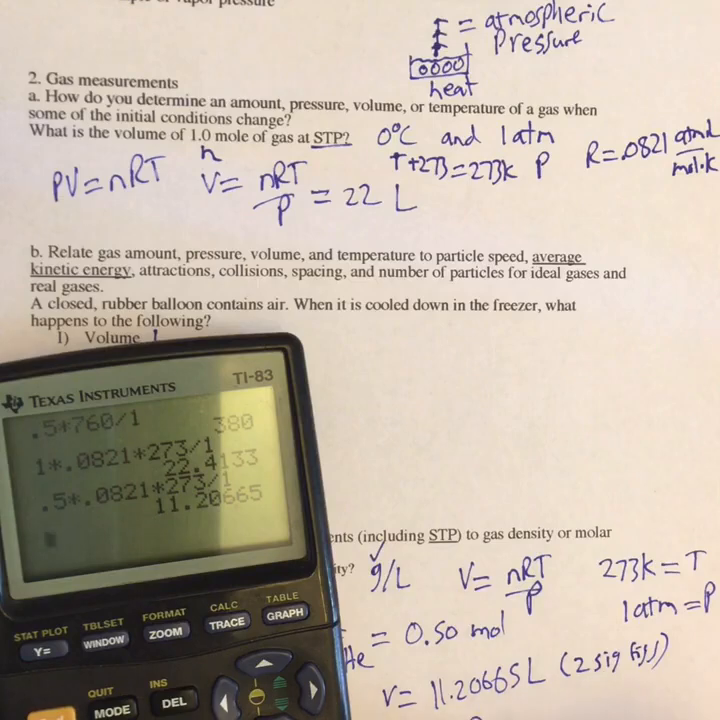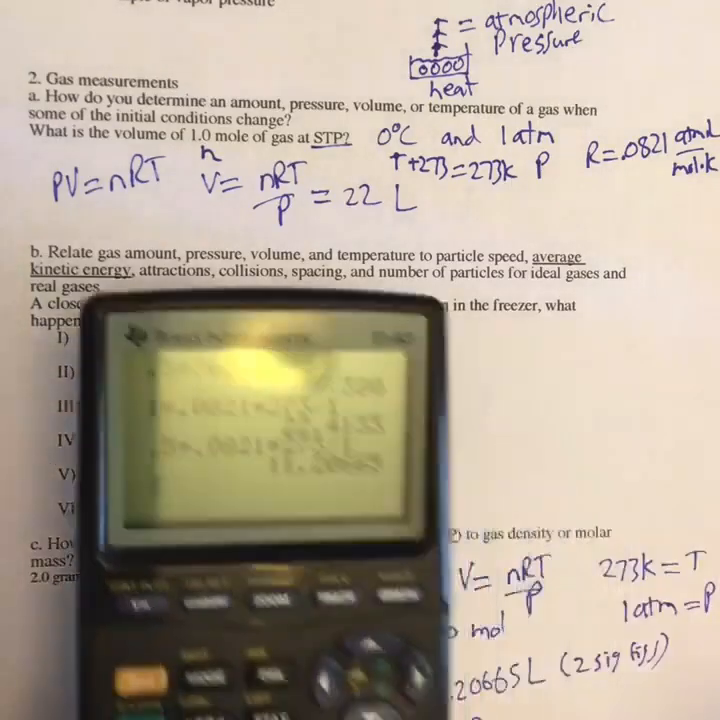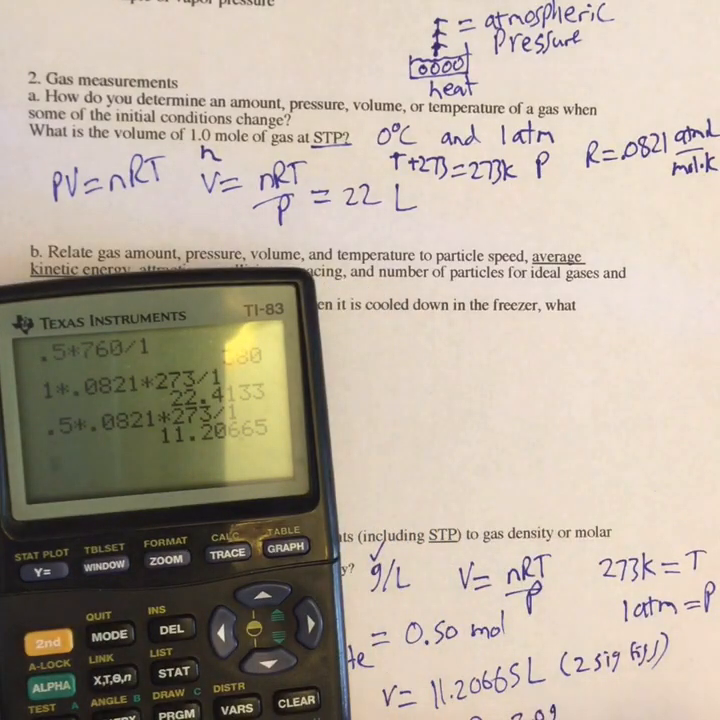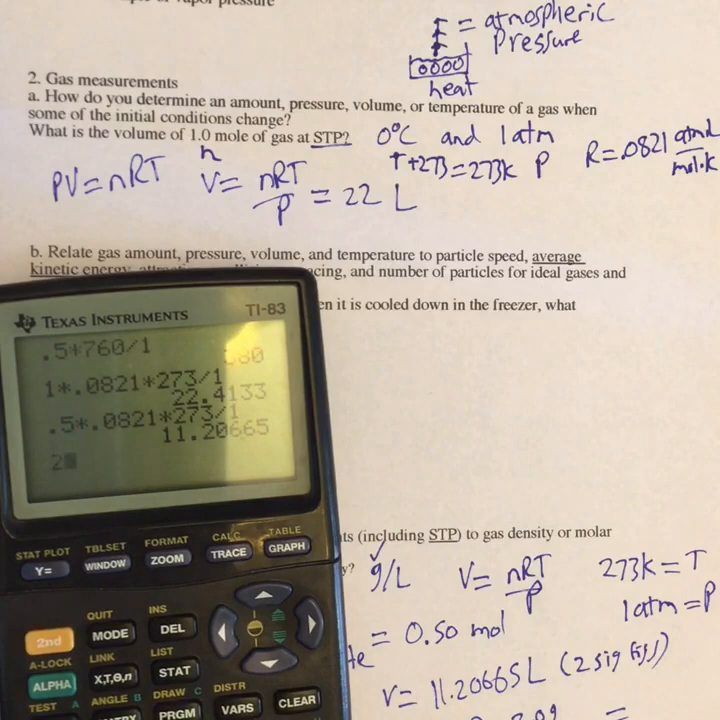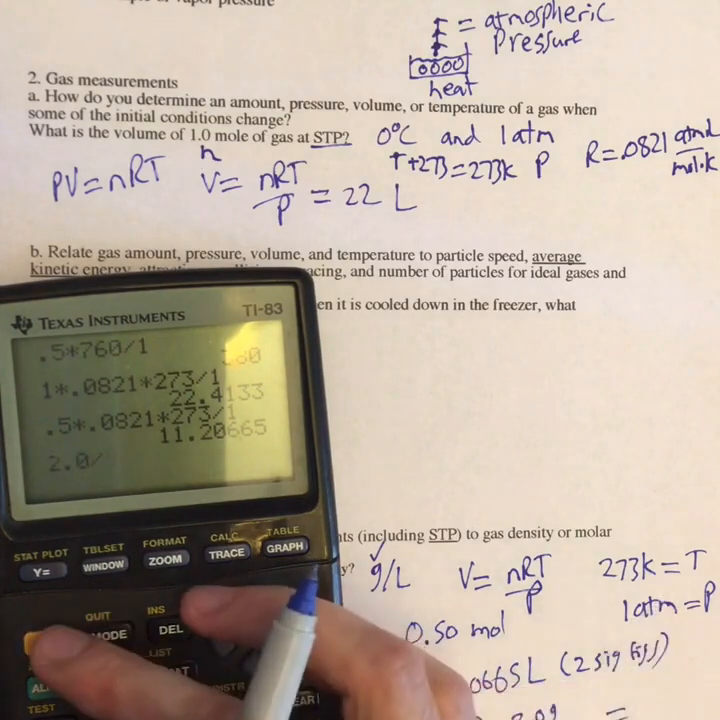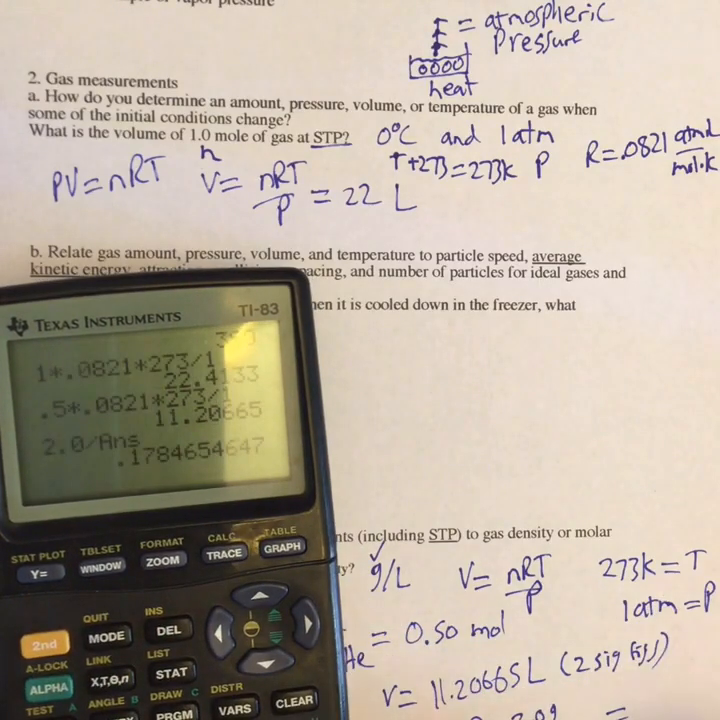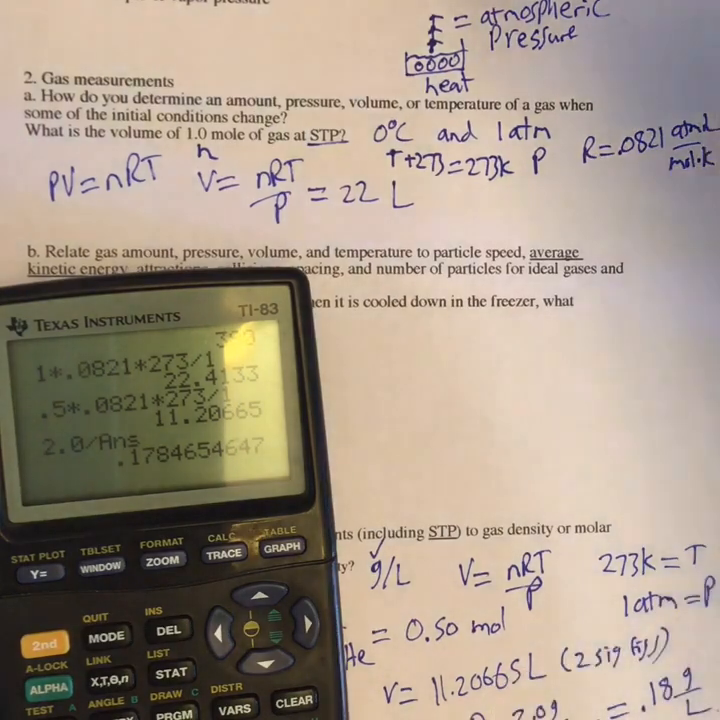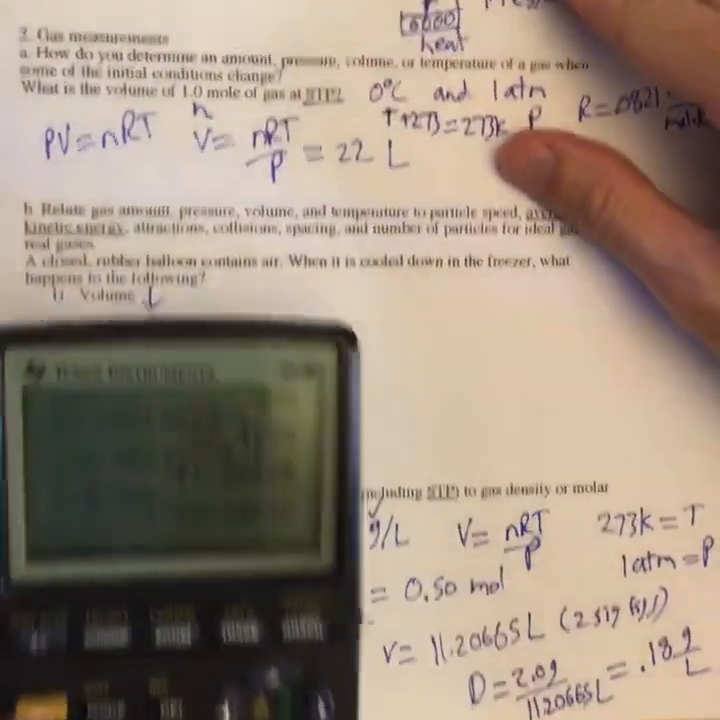So the density is going to be my mass over my volume in grams per liter, so that is 2.0 grams over 11.20665 liters, and my answer will have 2 sig figs. So 2.0 divided by that, the answer is 0.18 grams per liter. Sorry you couldn't see. All I did was divide there like that.